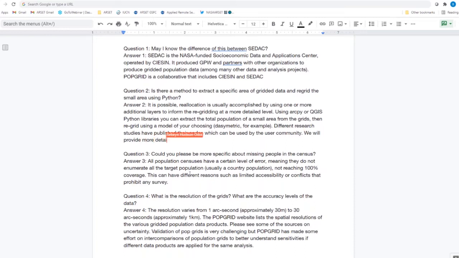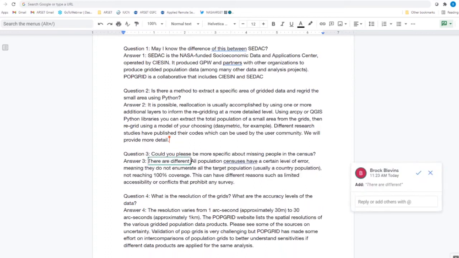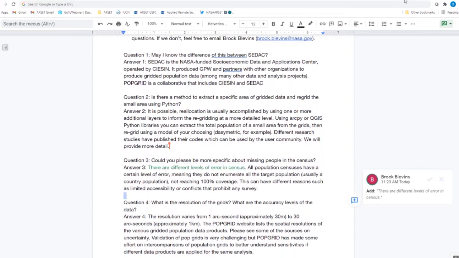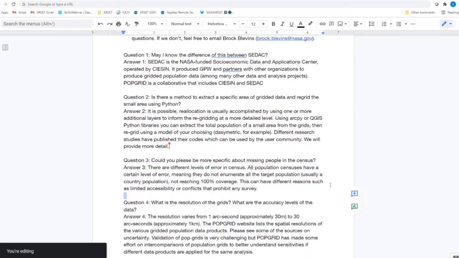Number 3, could you be a little bit more specific about missing people in the census? Yeah, I can help answering that question quickly. It's well known that there are different levels of error in different population censuses, which basically means we are trying to enumerate the target population in different countries, but the coverage is very different, very often not 100%. So that's one of the arguments to be made in there. The users can see more information in some of the publications that we indicate in our presentation, in our bibliography.